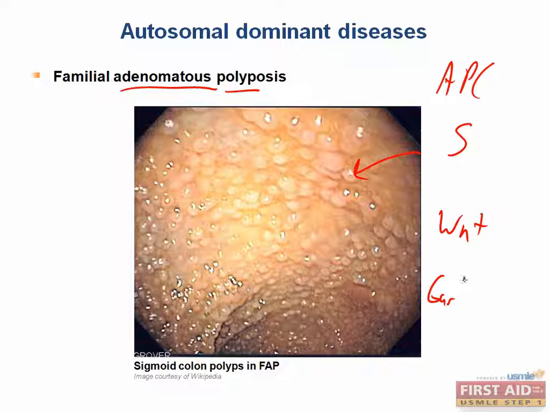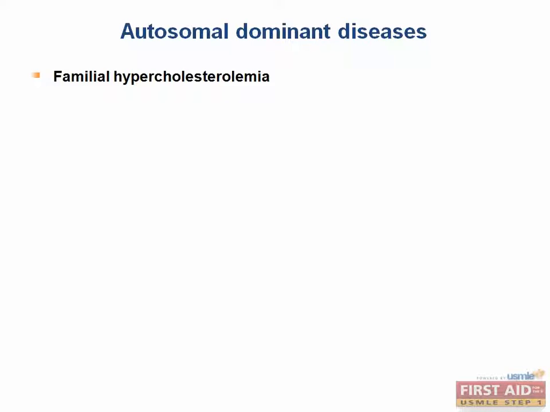Gardner syndrome, which is described in the GI chapter, is also caused by a mutation in the APC gene, but can be distinguished from familial adenomatous polyposis by the presence of osteomas, or bony growths, on the mandible or the skull. Familial hypercholesterolemia results in elevated LDL due to a defective or absent LDL receptor.